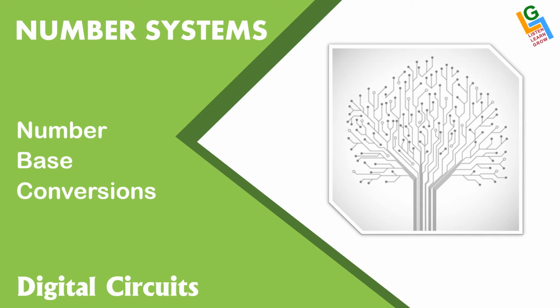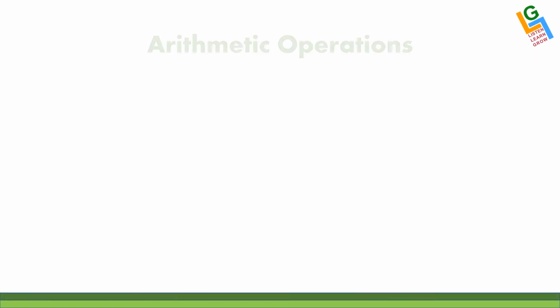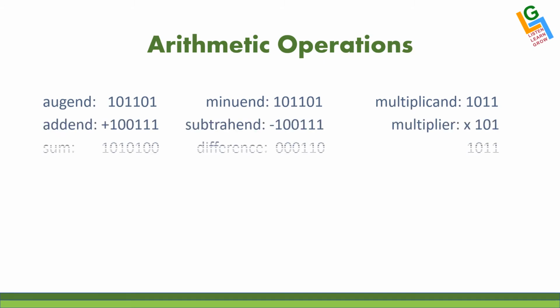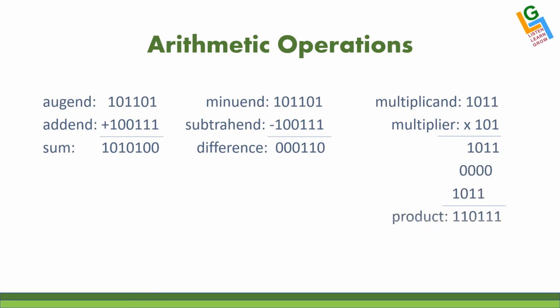Number systems, number-based conversions, arithmetic operations. There are addition, subtraction, and multiplication used in these operations. Augend, addend, minuend, subtrahend, multiplicand, and multiplier are the terms we use in these arithmetic operations.